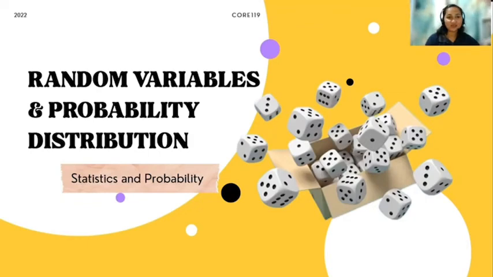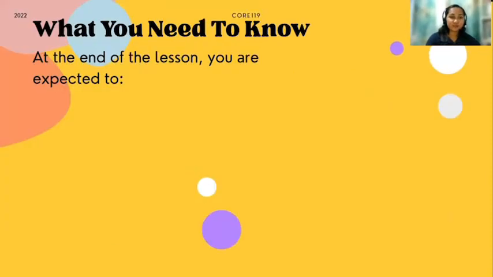Hi students, so we are now in the second topic in statistics and probability. In this lecture video, I'm going to talk about random variables and probability distribution. For this lesson, we have the following objectives.